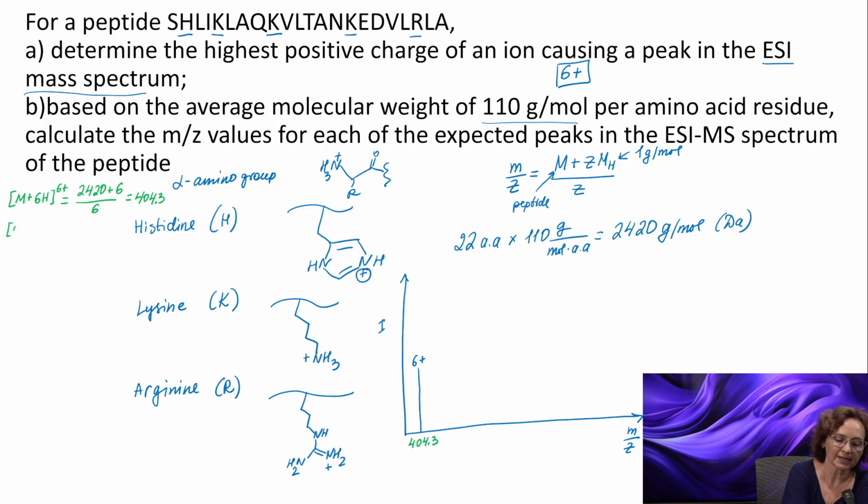So here, this value, we expect to have 404.3. The next peak would have 5 protons, right? The charge of plus 5. And the value here will be 485. And we can go ahead and calculate the expected M to Z value for all those peaks. And then I'm going to sketch it.